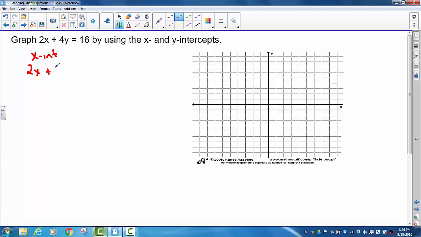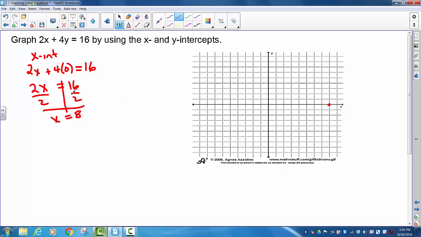2x plus 4 times 0 equals 16. Like I said, the x-intercept occurs where the y is 0. So we go 2x equals 16 because 4 times 0 is 0. Divide by 2, divide by 2, x equals 8. So the x-intercept is 8. So we come over here and we go 1, 2, 3, 4, 5, 6, 7, 8. And we put our dot there.